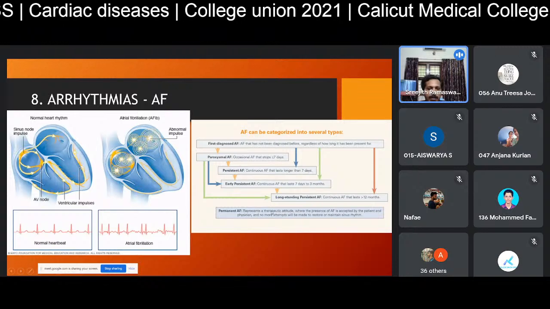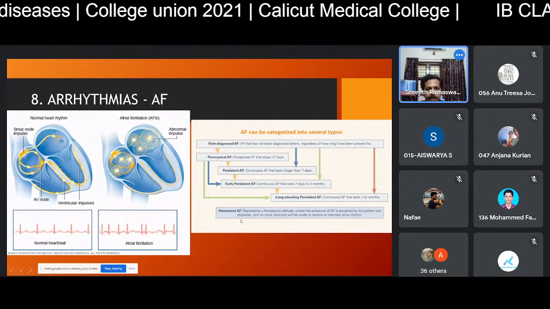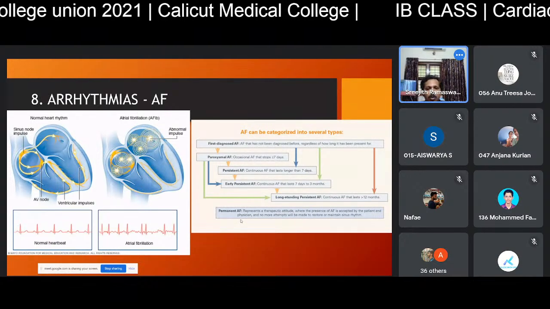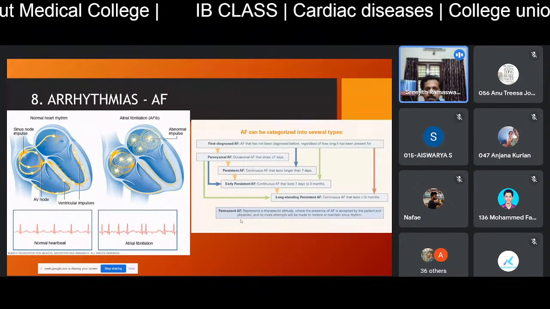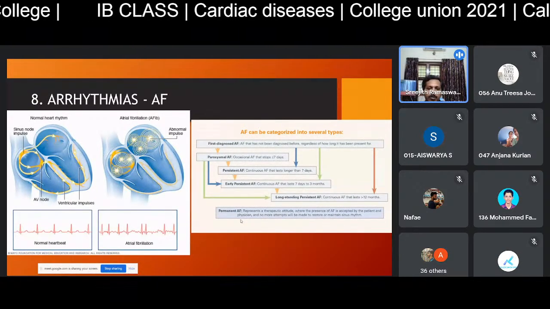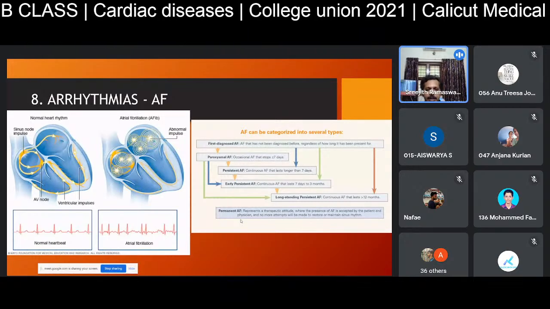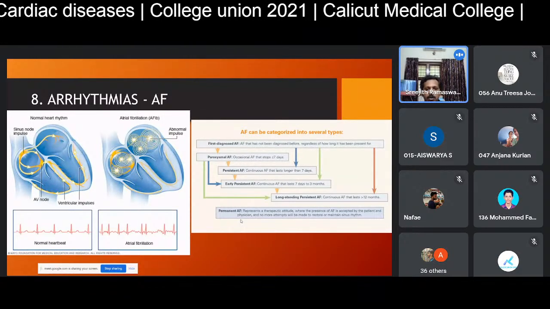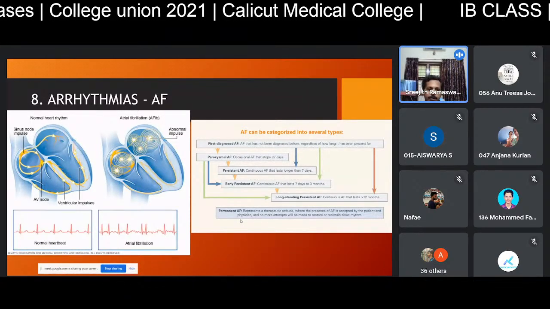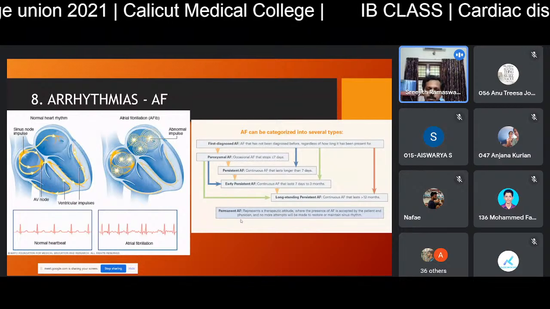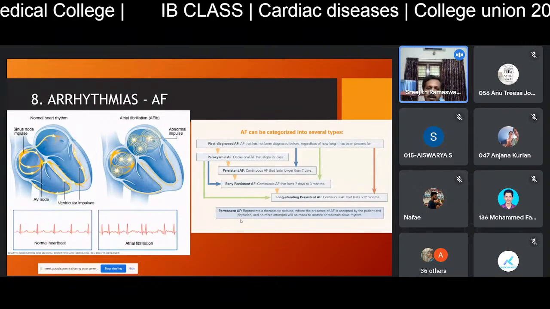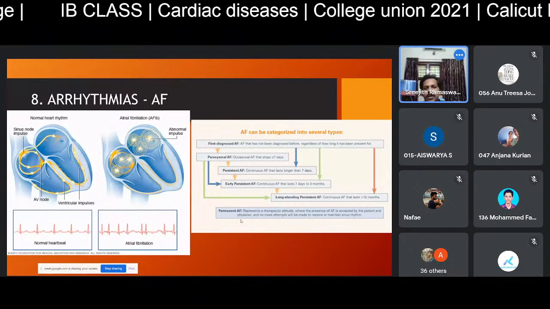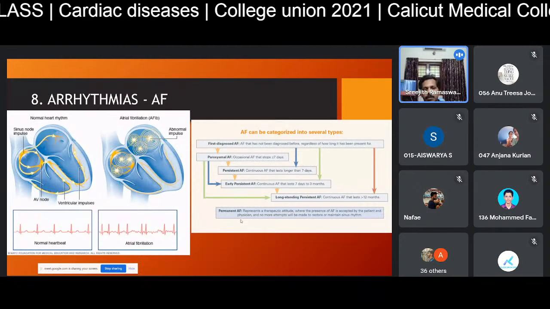And there is something called permanent AF. Permanent AF means the patient and the physician who treats the patient accept that AF is present, and no attempt is made to revert it to a sinus rhythm, because the patient is adjusted to that rhythm and goes on with AF. Always the patient will be having AF. Such patients sometimes come to the OPD. They already have AF and their heart rate is always irregular. It's called permanent AF.